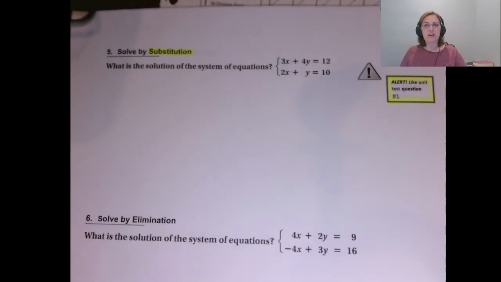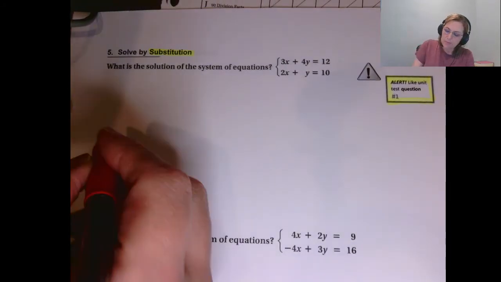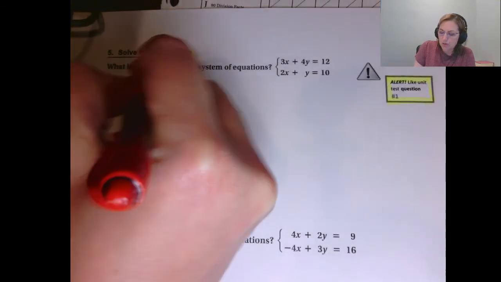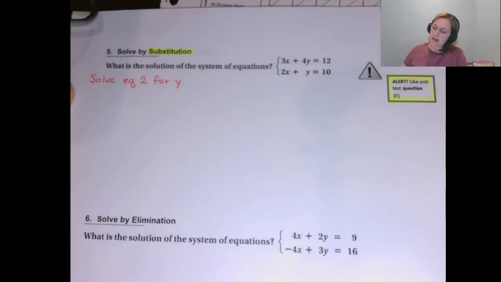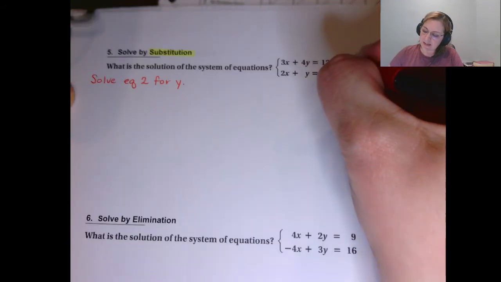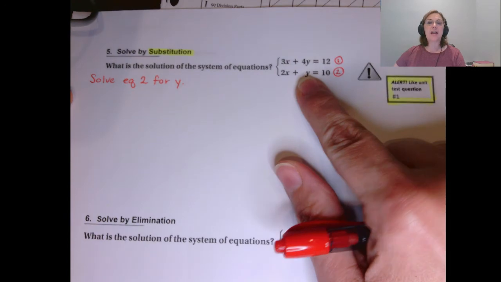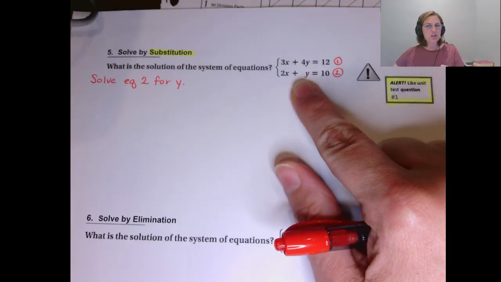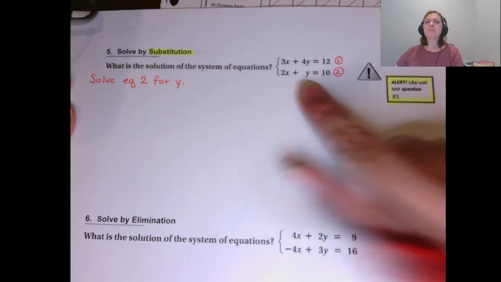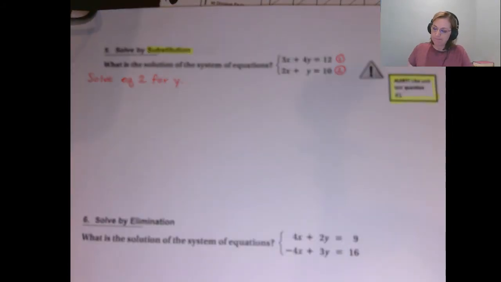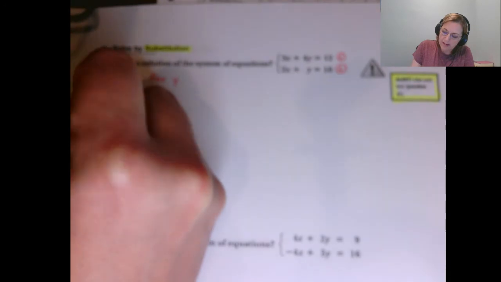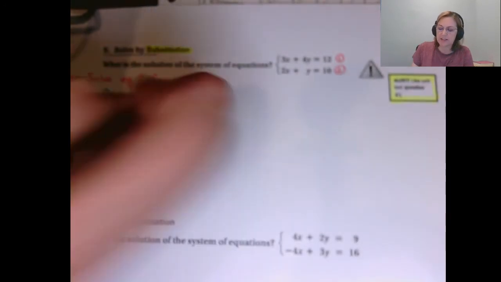So we're going to be taking one equation and solving it for a variable. So we're going to solve equation 2 for y in this case. And I'm just going to number my equations, make it a little bit easier for us. The reason I chose to solve equation number 2 for y, you'll notice that y does not have a number in front of it. Actually, it's understood to have a 1 in front of it. So we're going to take that equation, 2x plus y equals 10, and we're going to get y by itself.